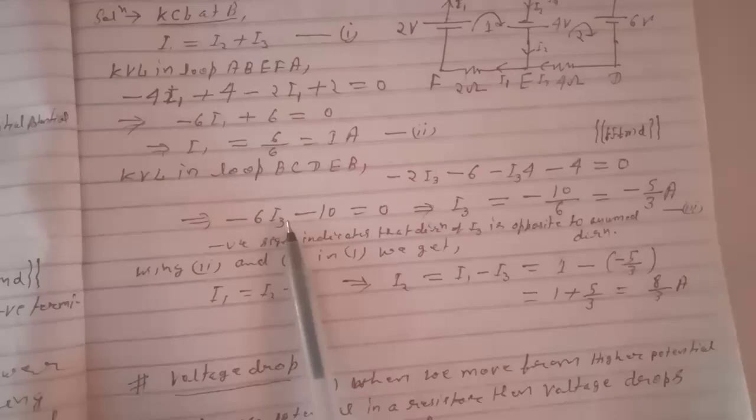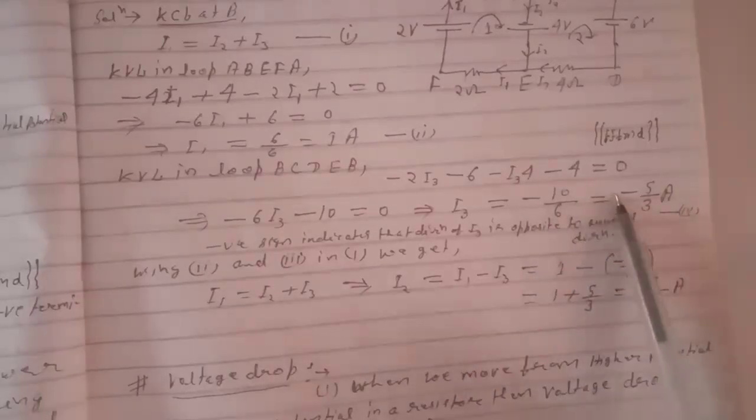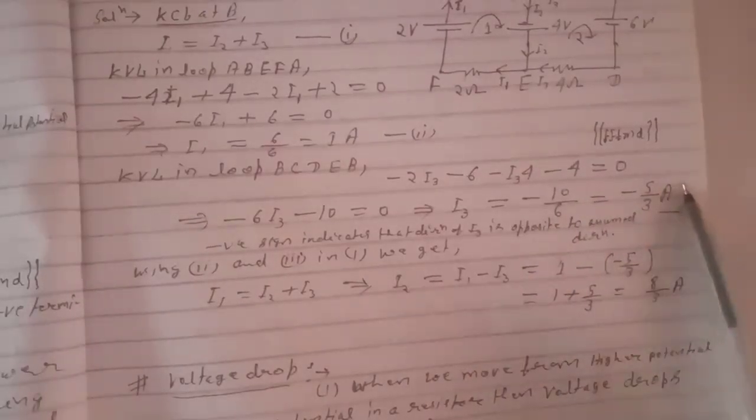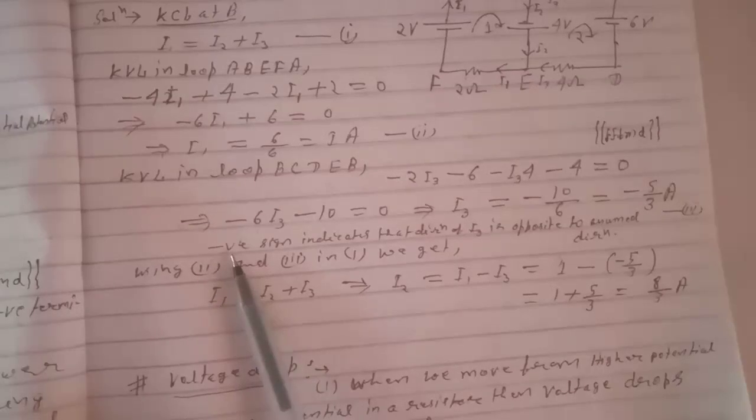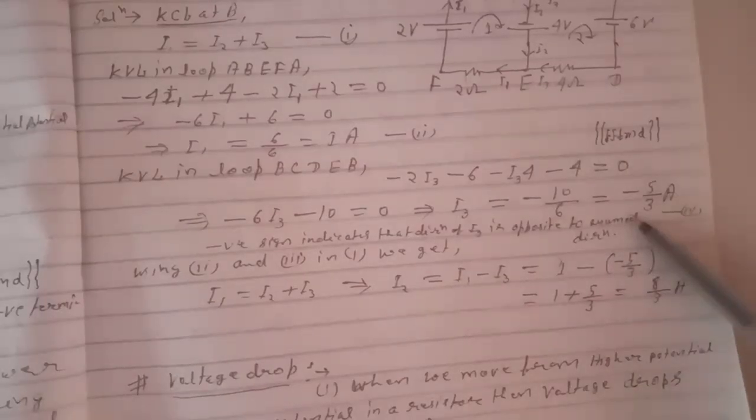From this we see that minus 4I3 and minus 2I3 will be minus 6I3, minus 10 equals 0. This implies I3 equals minus 10 by 6, equals minus 5 by 3 ampere. Now in this case the negative sign indicates that the direction of current is opposite to the assumed direction. Whenever we get a negative value of current, we finally have to take the current direction opposite to the assumed direction.